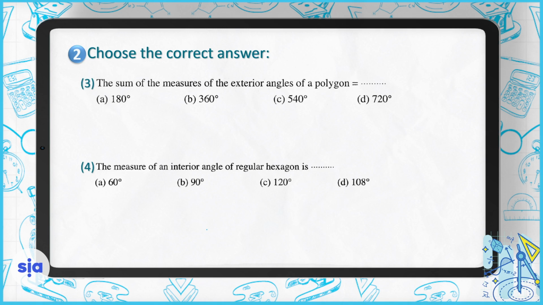Question 3. The sum of measures of the exterior angles of any polygon is always 360 degrees. Question 4. The measure of an interior angle of a regular hexagon is what? We have the rule to find the measure of the interior angle: the number of sides minus 2 times 180 divided by the number of sides. And the hexagon has 6 sides. If you calculate this, the result is 120.